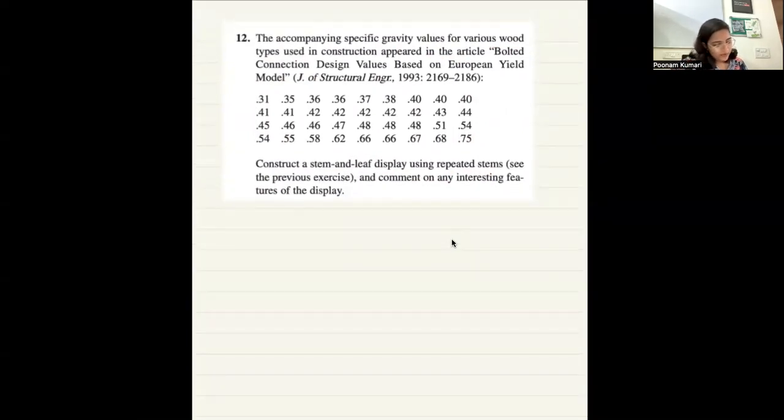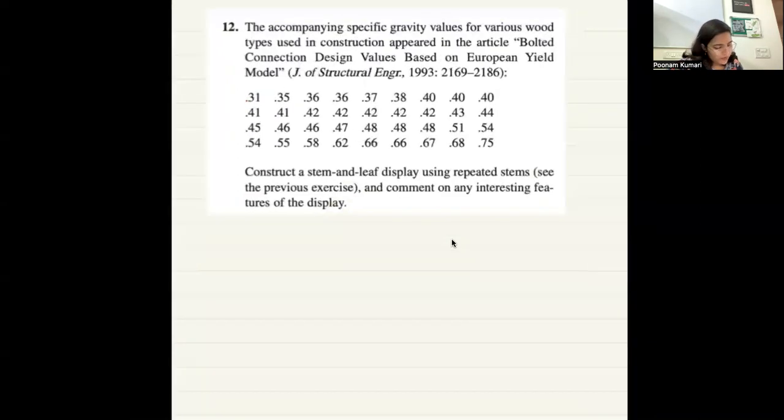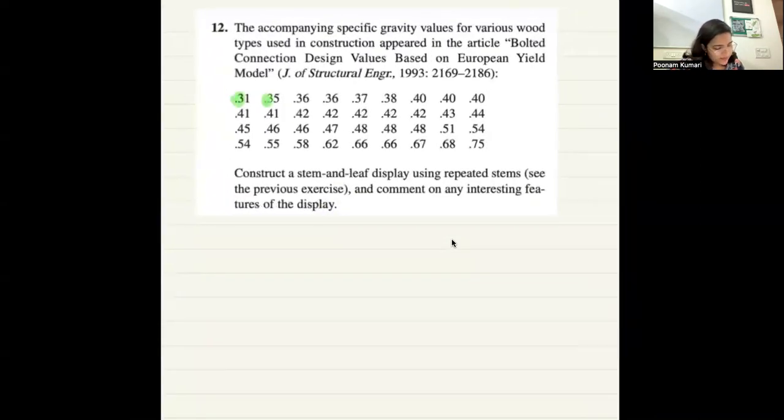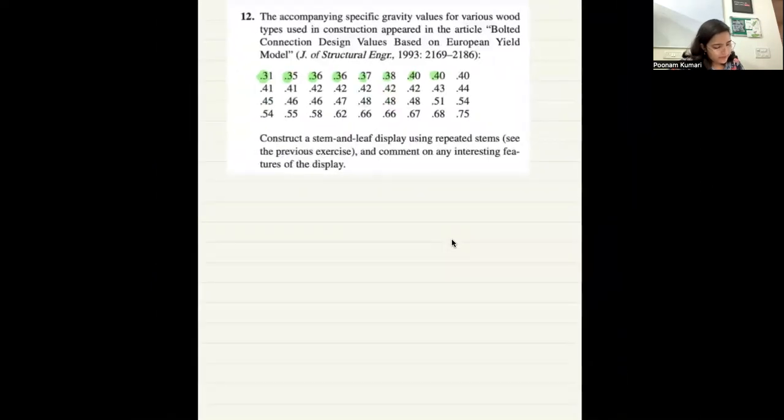We have all the numbers. One specific feature of all these numbers is every number is starting after the decimal, right? So 0.31, 0.35, 0.36, all these numbers are there, right? So there's no number which has 1.31. So all the numbers will be after the decimal. So just treat it like a normal number, and your leading digits could be these. These could be your leading numbers, right? So what you can do is you can write it like this.